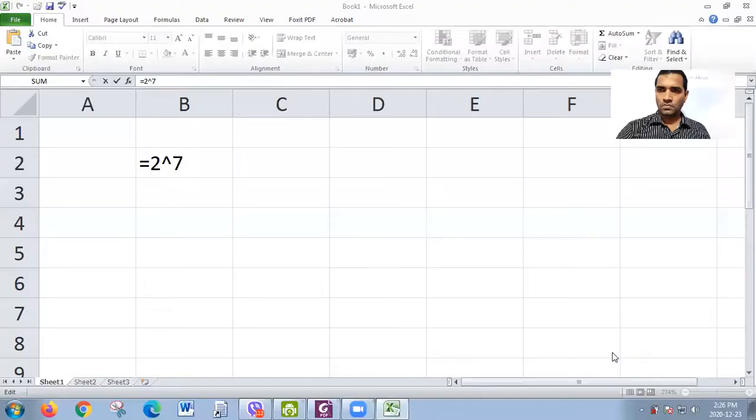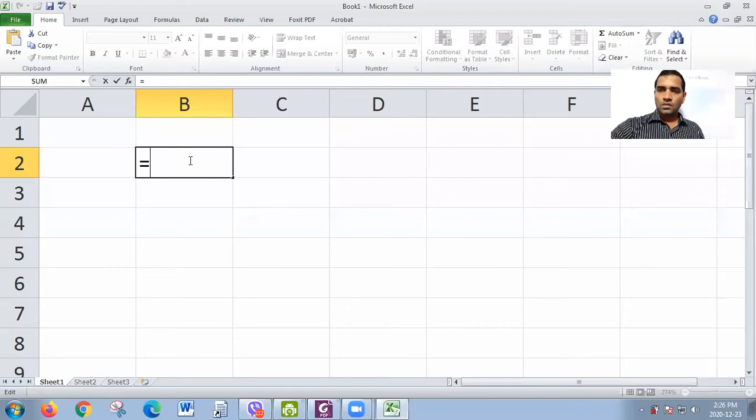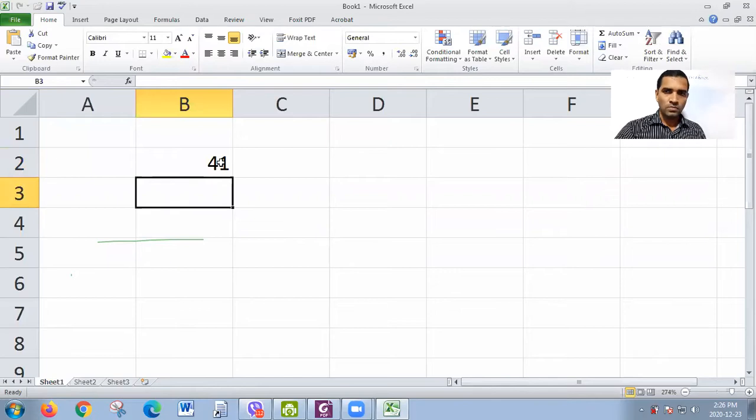All right, so let's try them in a spreadsheet first. Right, let's check the first one. So 6 plus 7 asterisk 5. So here what happens? First of all, this has to be performed, right? 7 asterisk 5 is 35. So 35 plus 6, definitely it's 41, right? So look here, we got 41, right?